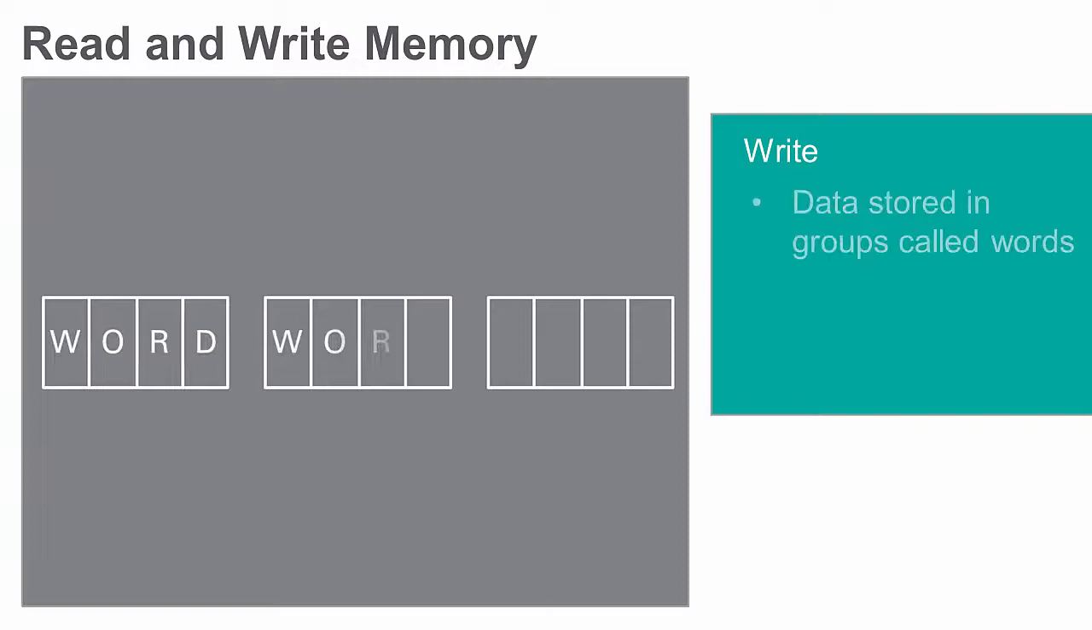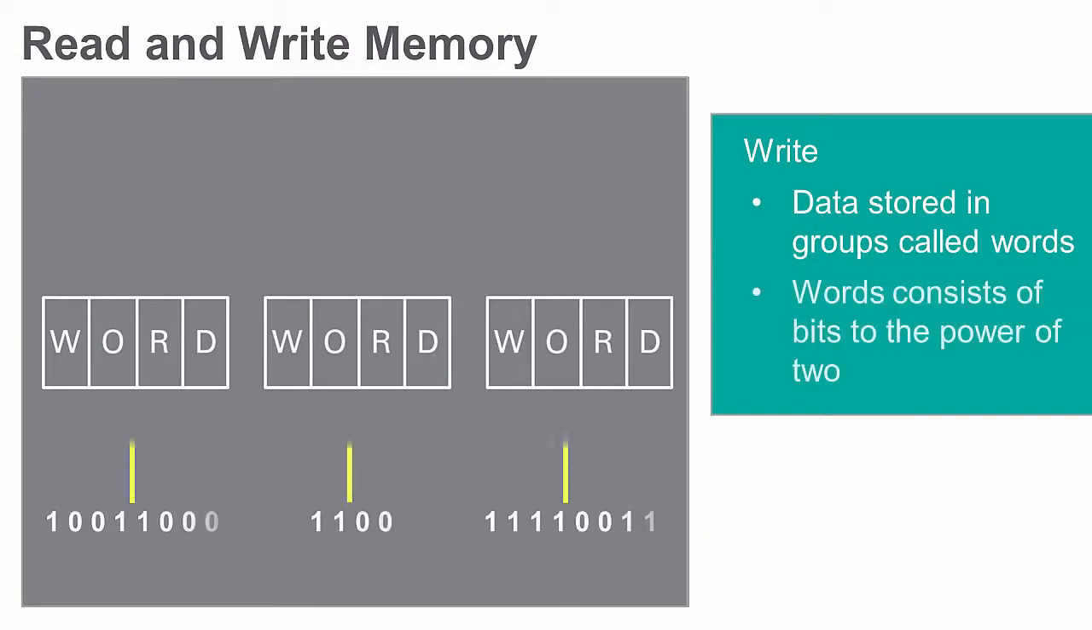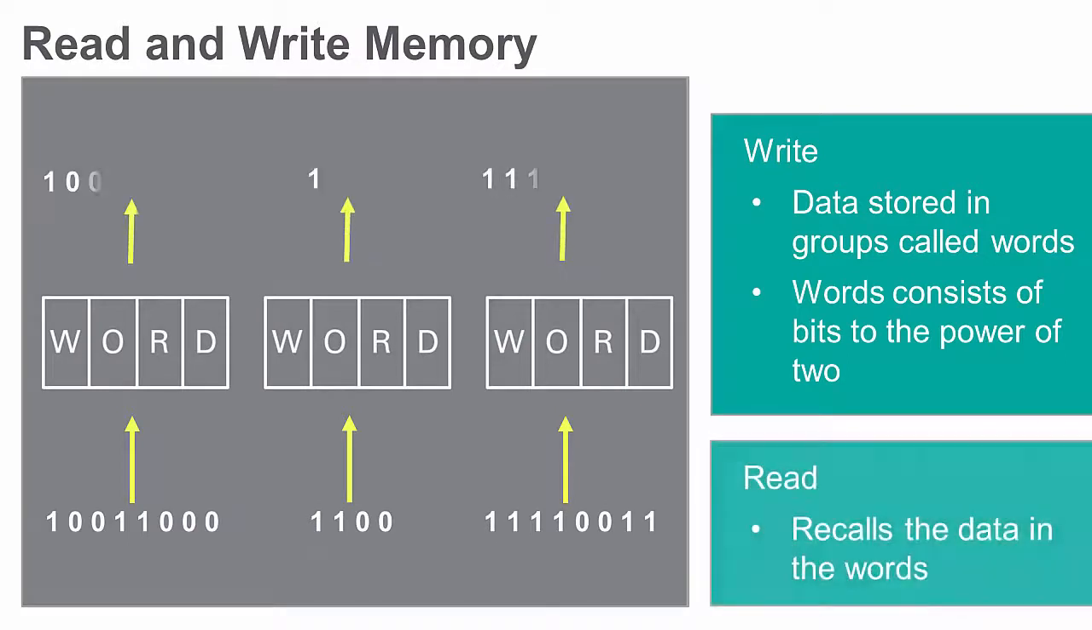Writing is a process where data is stored in groups of memory cells called words. Words consist of bits to the power of 2, i.e. 2, 4, 8, 16 bits, etc. Each word has a memory address which acts like a marker so that they can be identified when they need to be read. When a chip reads, it recalls the data stored in a word.